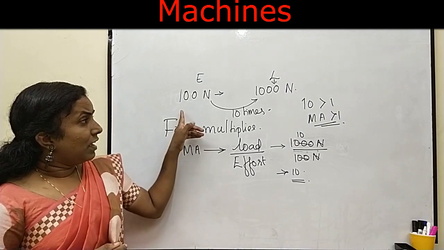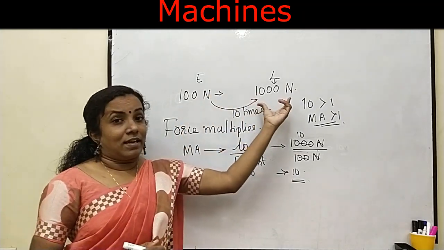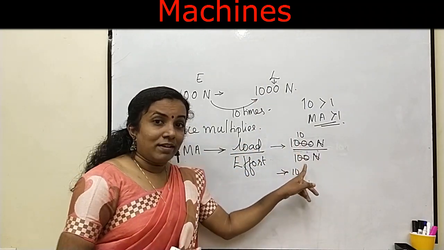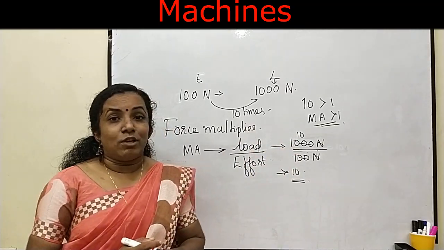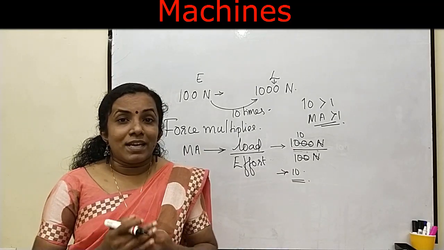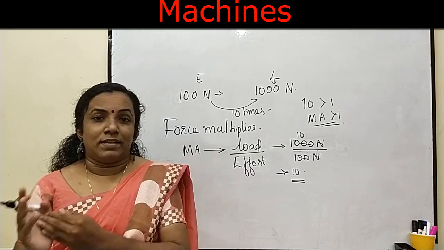Think yourself. In all force multipliers, effort will be less and load will be more. And load comes in the numerator and effort comes in the denominator. So on cancelling, we will get a value which is greater than 1. So mechanical advantage will be greater than 1 in the case of force multipliers.